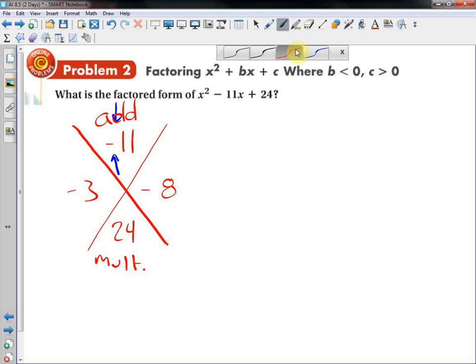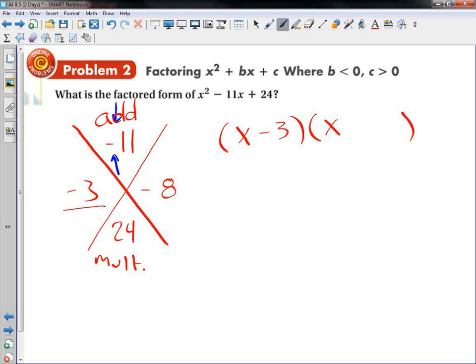Now, it's just time to break it apart. Again, my x's split apart, and then I have my 2 pieces. Now, since this is a negative 3, I'm going to bring that negative sign with it, and since it's a negative 8, I'm going to bring that negative sign with it, giving me x minus 3 times x minus 8. Now again, it doesn't matter which one goes first as long as you have both of them there.